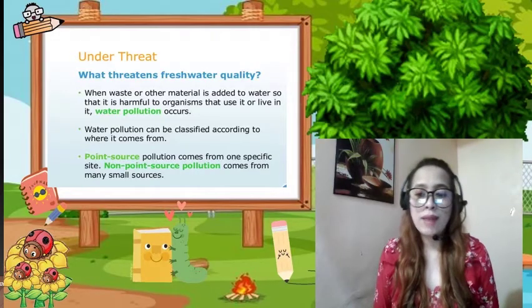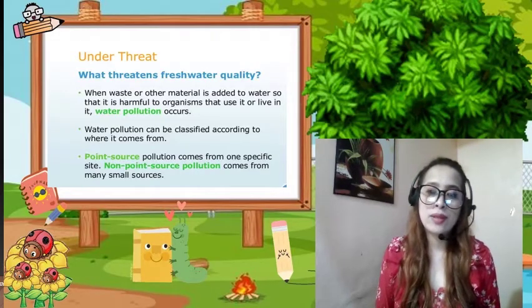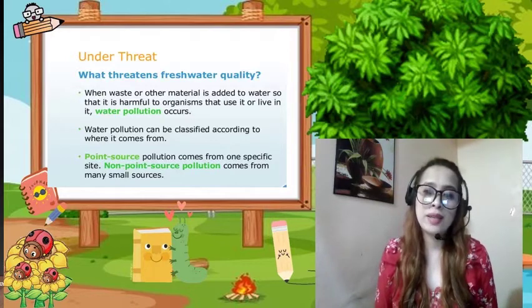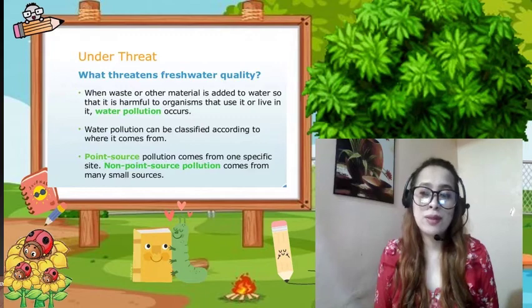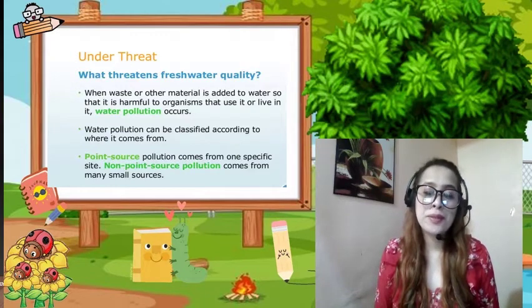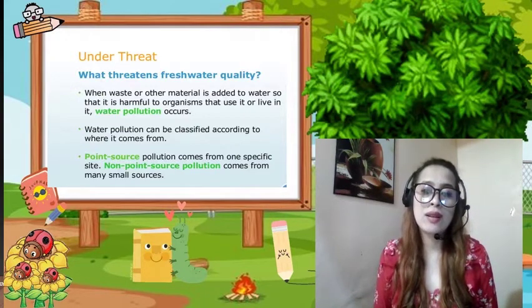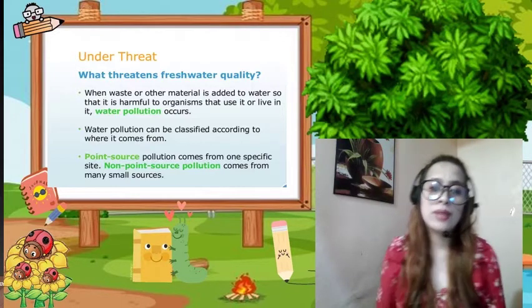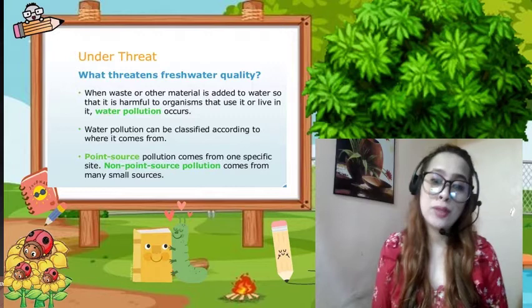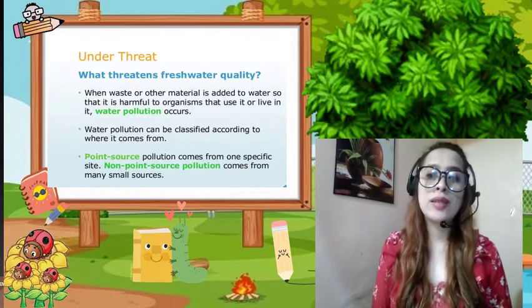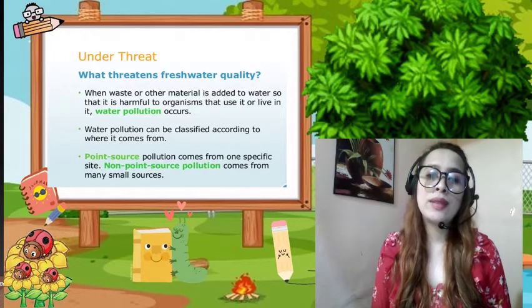In the absence of water conservation, the earth could be facing different threats. So what threatens the freshwater quality? First one, when waste or other material is added to water so that it is harmful to organisms that use it or live in it, water pollution occurs.